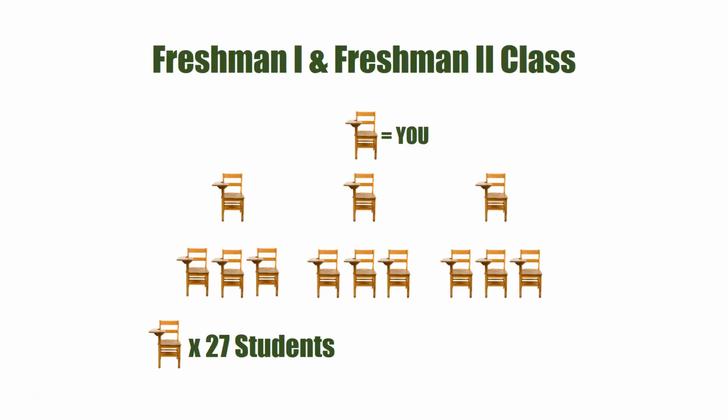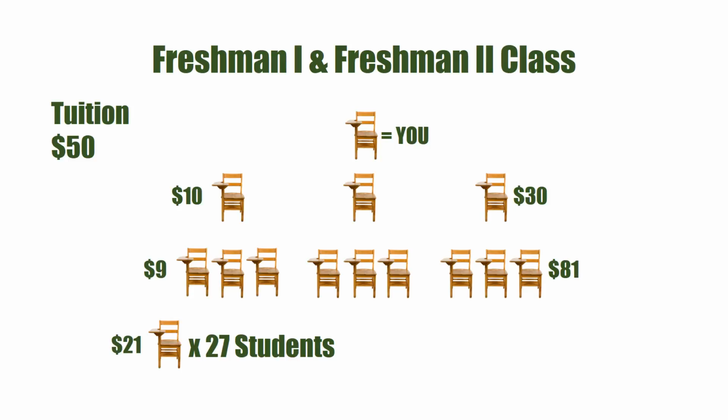Again, you occupy the first seat at the front of the class, and then 39 seats behind you: 3, 9, and 27. Tuition at the freshman 1 and freshman 2 class is $50. It pays $10 for row 1, or a total of $30. $9 for row number 2, a total of $81. Or $21 for row number 3, where there are 27 students, or a total of $567. And the total education credits earned, or dollars earned, in freshman 1 and freshman 2 is $678 when it's full.